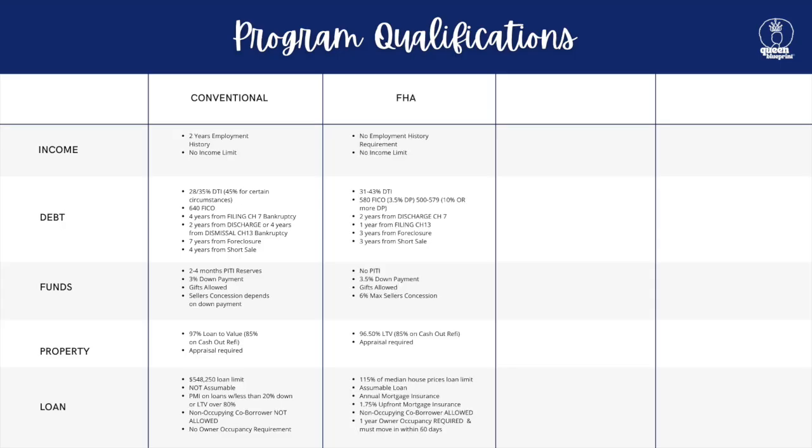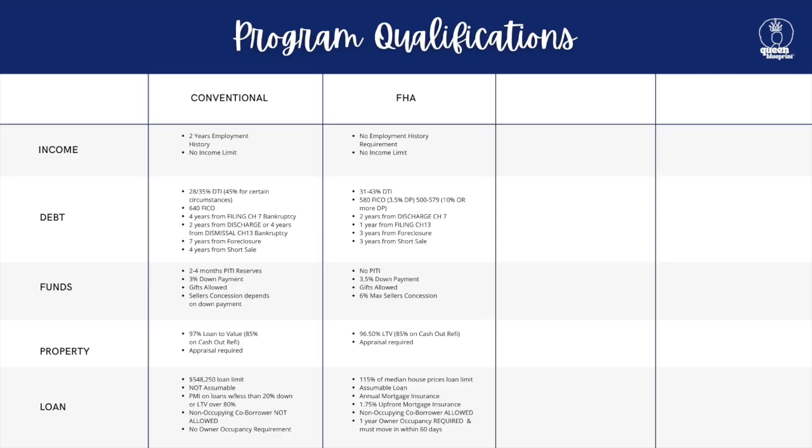Okay. So now let's talk about FHA, which is the one that gets the most talked about in these here streets. FHA has no employment history requirement. They don't care. They care if you're working, obviously, but they don't care if you've been working there for 2 years, 3 years, 5 years, 2 months. No income limit. They don't care how much you make, just as long as you make something to cover this here loan.